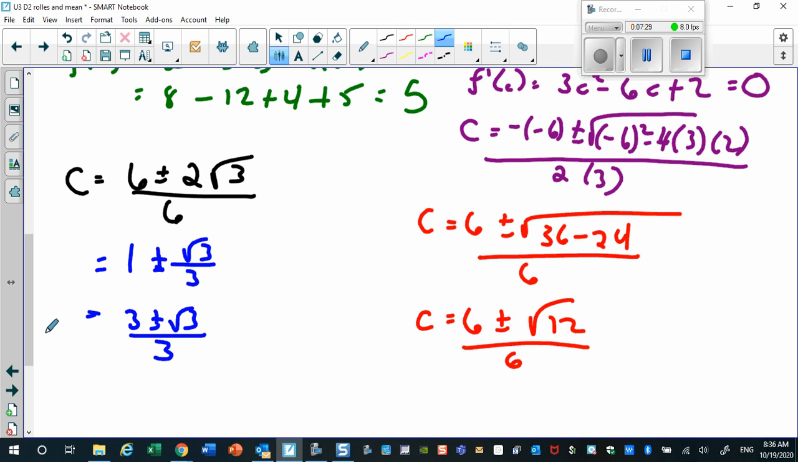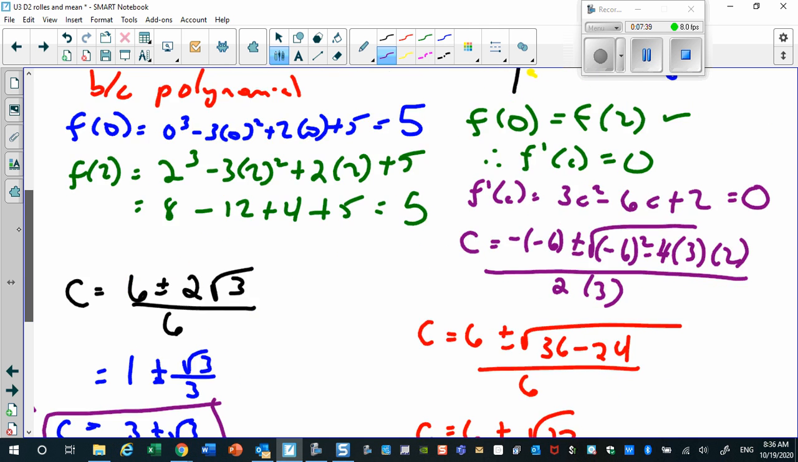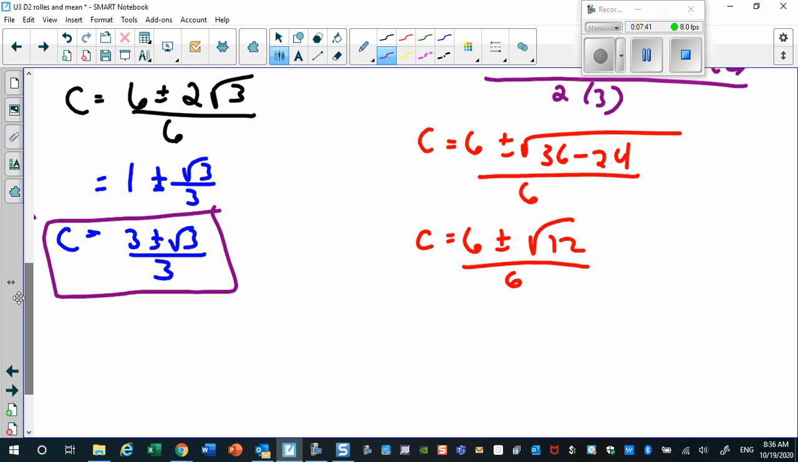What you need to recognize is that you have to make the decision, are these both in the interval? Because remember, our interval went from 0 to 2. So the question is, are both of these in there? Well, the square root of 3 is 1.7. You should know approximately what it is because it's between 1 and 2. So 3 plus 1.7 divided by 3 is still less than 2. And then 3 minus 1.7 is a positive number. So yes, they are both valid c values.